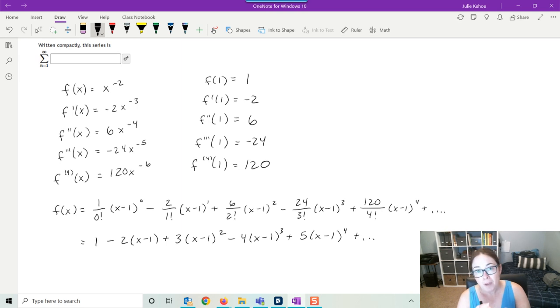Now, to get the compact version can be a little bit more challenging, and it's really going to go on a case-by-case basis on where you want to look to find that pattern.